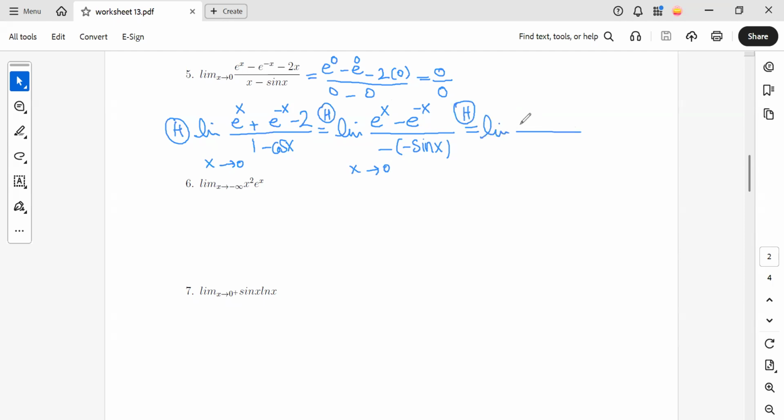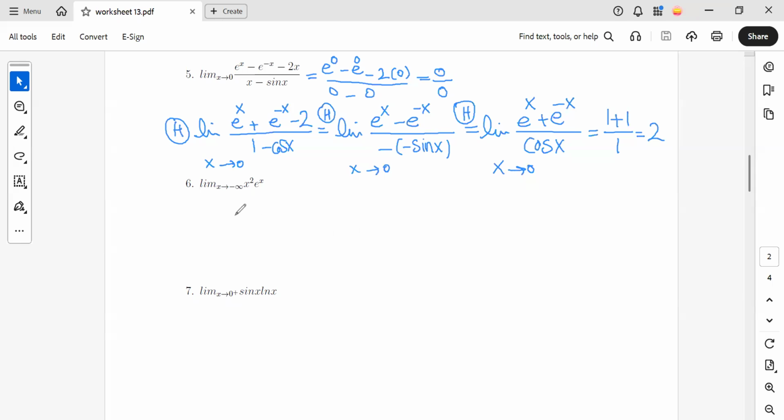Taking derivative of the top gives us e to x plus e to negative x, because it would be e to x minus negative e to negative x, which is positive, over this one, sine of x, and the derivative is cosine of x, when x is approaching 0. So this time e to 0 is 1, plus e to negative 0 is 1, over cosine of 0, which is 1, and it is defined. So the answer is 2.